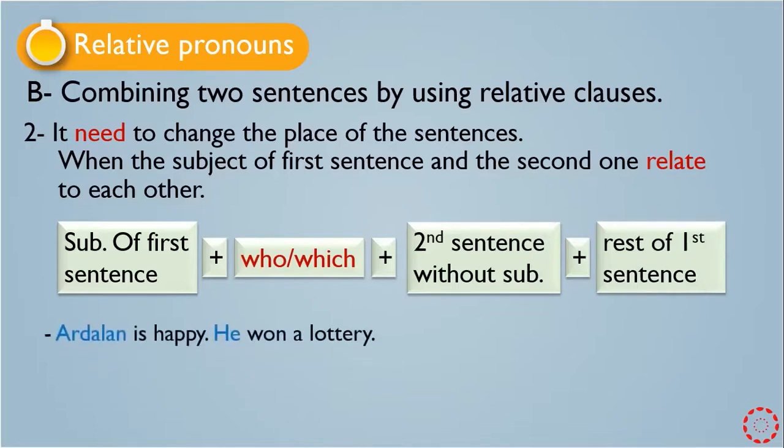Look at this example. Erdogan is happy. He won a lottery. We can combine these two sentences by using a relative pronoun because the subject of these two sentences related to each other. We can remove the subject in the second sentence, and also we can change the position of these two sentences. We can say Erdogan, who won a lottery, is happy.